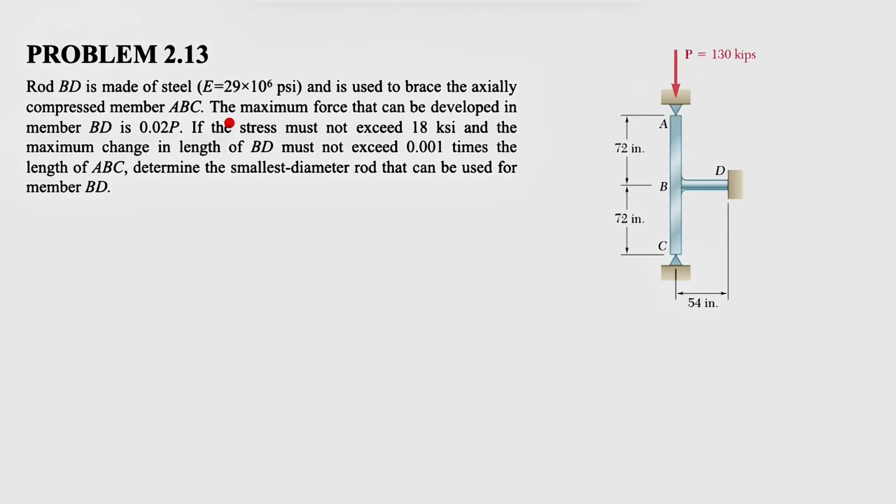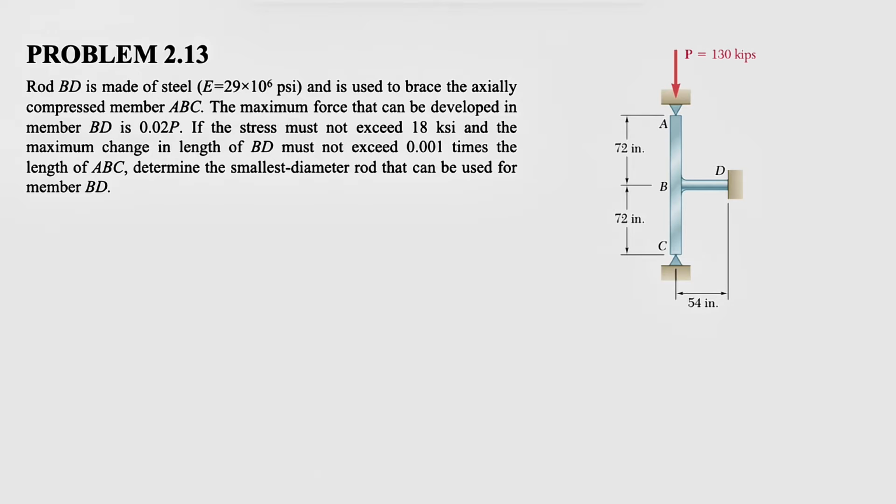Alright guys, we're going to be solving another question from the second chapter of Mechanics of Materials by Johnston. In this one we have this rod BD that is made of steel. We have the elastic modulus for this rod and it's used to brace the axially compressed member ABC. We know that the maximum force developed by the member BD is 0.02 P. We have P equal to 130 kips.